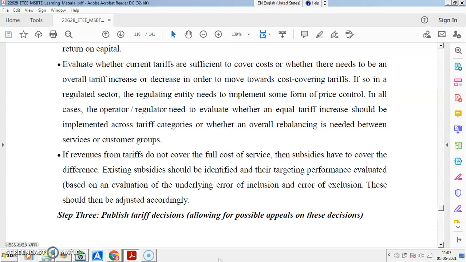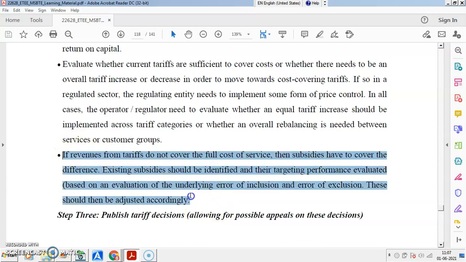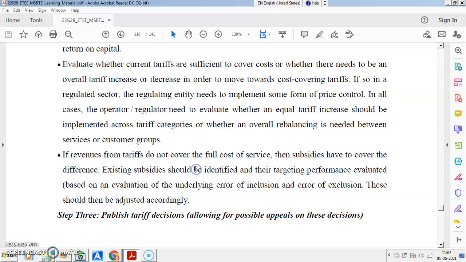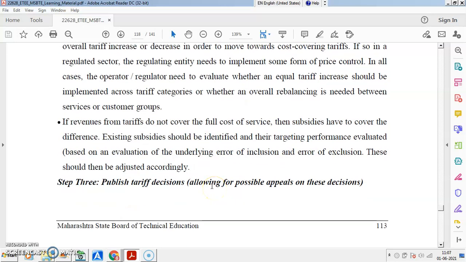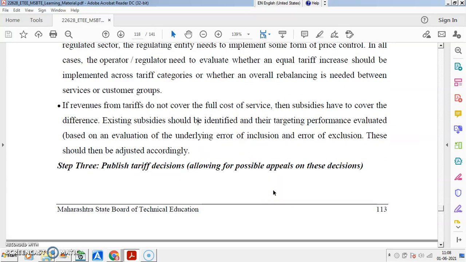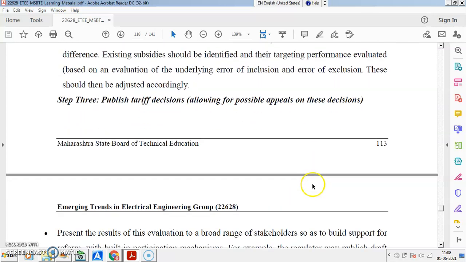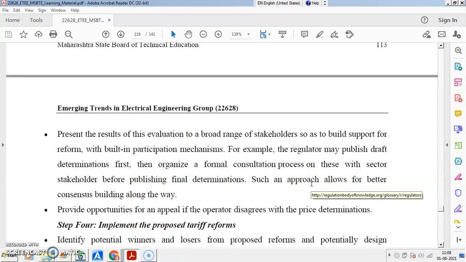So subsidy is also an important part, because this money is not easily available with the organization, so that is to be considered. Many times because of the subsidies the organization comes into loss. So you have to think about this also, because being a social responsibility you have to give the subsidies, and accordingly while designing the tariff you have to see. Then publish the tariff decisions, after all these steps 1, 2, 3, final conclusion, then there is a result of present tariff.